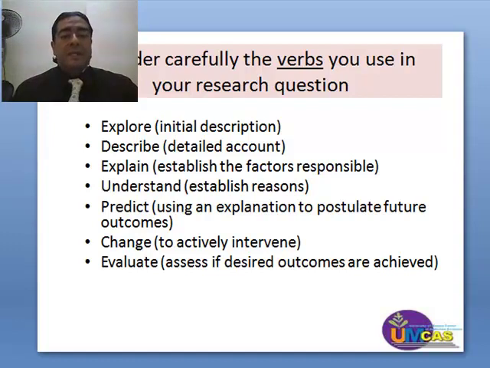If you are going to predict something, you must use an explanation to postulate future outcomes. If you are going to change something, you must actively intervene. And if you want to evaluate something, you must assess if desired outcomes are achieved.